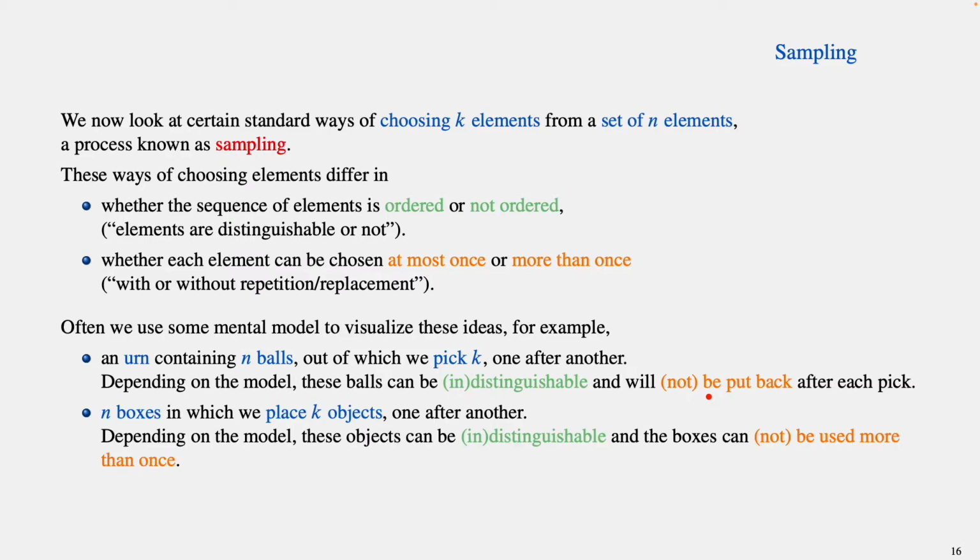Or an equivalent but somewhat different mental model is that we think of n boxes in which we can place k objects one after another. And depending on which model we choose here, these objects that we place can be distinguishable or indistinguishable, and the boxes could be used more than once or not more than once. So, for example, it could be that once we've put one object in a box, then we cannot reuse this box for another object, or maybe we could place more than one object in that box.